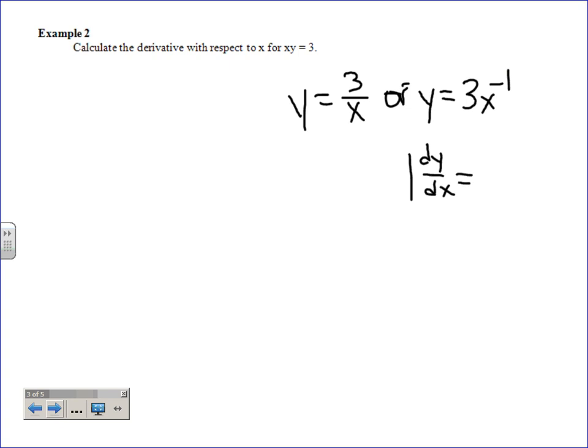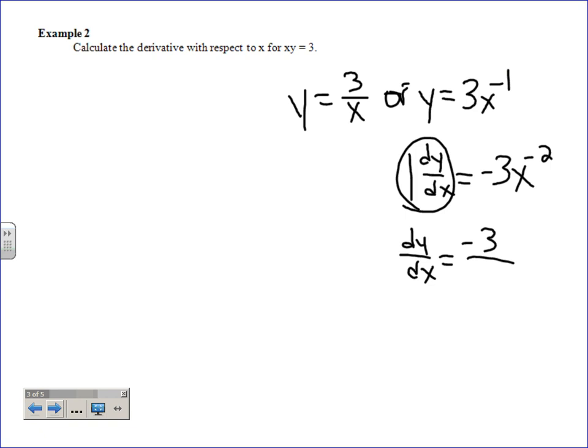There it is. All right. Equals negative 3x. Now be careful. Negative 2. Again, you can write y prime here if you want, but I'm going to show you now. You've been doing it. So dy dx equals, that just means a derivative, right? Well, negative 3 over x squared.